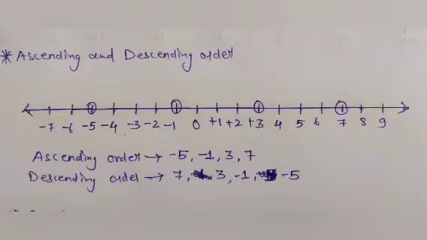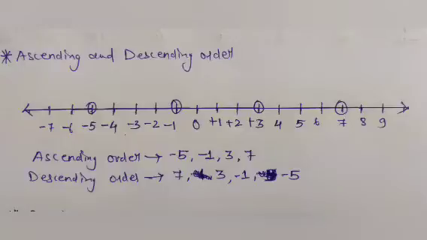Suppose one number line is given, and on that number line circles have been marked at -5, -1, +3 and 7. While doing ascending order we have to move from the lower number to the higher number. So always start with the minus, as compared to a positive number the negative number is lower. So consider -5, -1, 3 and 7. Similarly, vice versa for descending order. In descending order we have to take the bigger number first, that is 7, 3, -1 and -5.